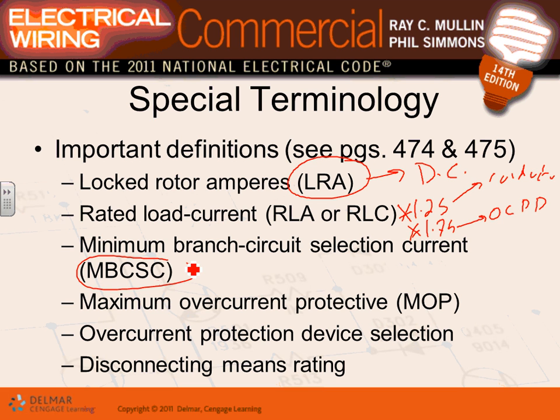So long story short, what you're supposed to use is the largest of these two. You take the largest of the rated load amps or the branch circuit selection current and you multiply it by 1.25 to size your conductors, or 1.75 to size your overcurrent protection device. And why do we have a branch circuit selection current? Because you have multiple equipment in one box. How are you going to size it? The manufacturers say, hey, we did our math, and here's the amps that you should use to size.